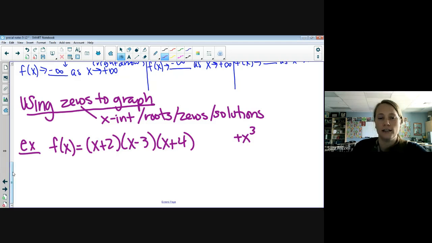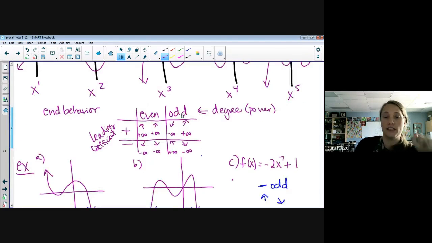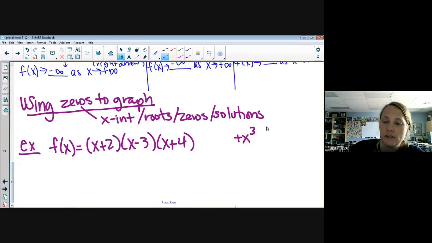All right, Dalen, let's go back up to our chart. We said positive, odd. So what are our arrows? Down, up, thank you. So this is down, up. We're going to use that when we're graphing, okay?